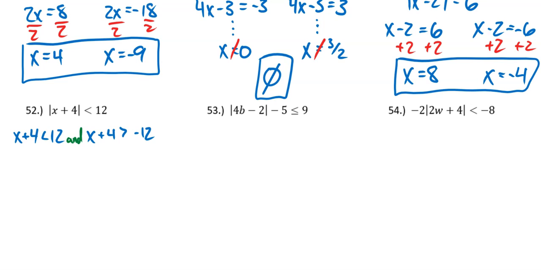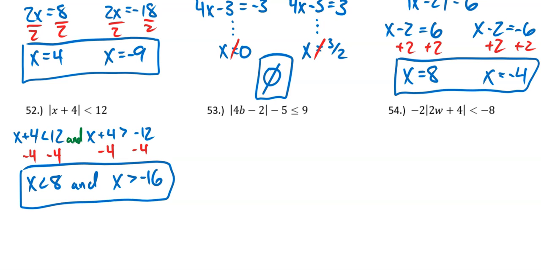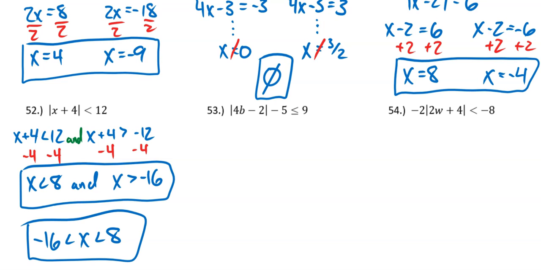And now I just solve each of these. I have two inequalities to solve, so I solve them. And I end up with this. I end up with x is less than an 8 and x is greater than a negative 16. And we could leave it like that. That would be an acceptable answer. I'm going to rewrite it like this. Negative 16 less than x less than 8. It's a nice succinct way of writing it. It means the same thing. If you look at it from the middle, x is bigger than the negative 16 but less than the 8.